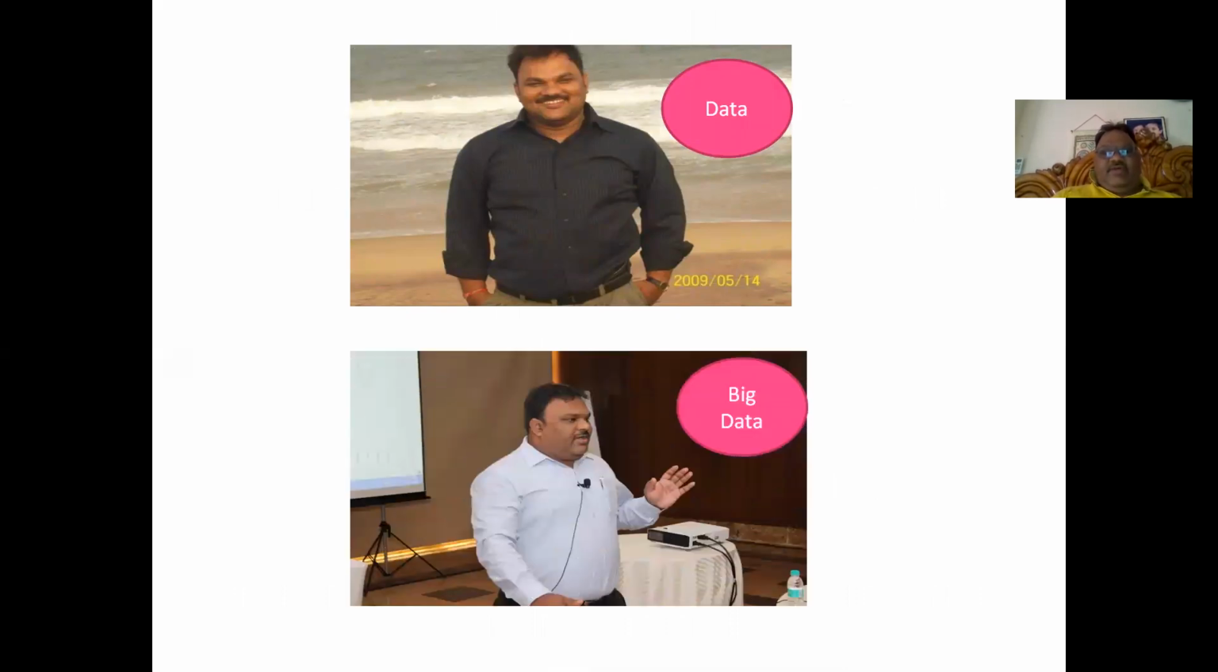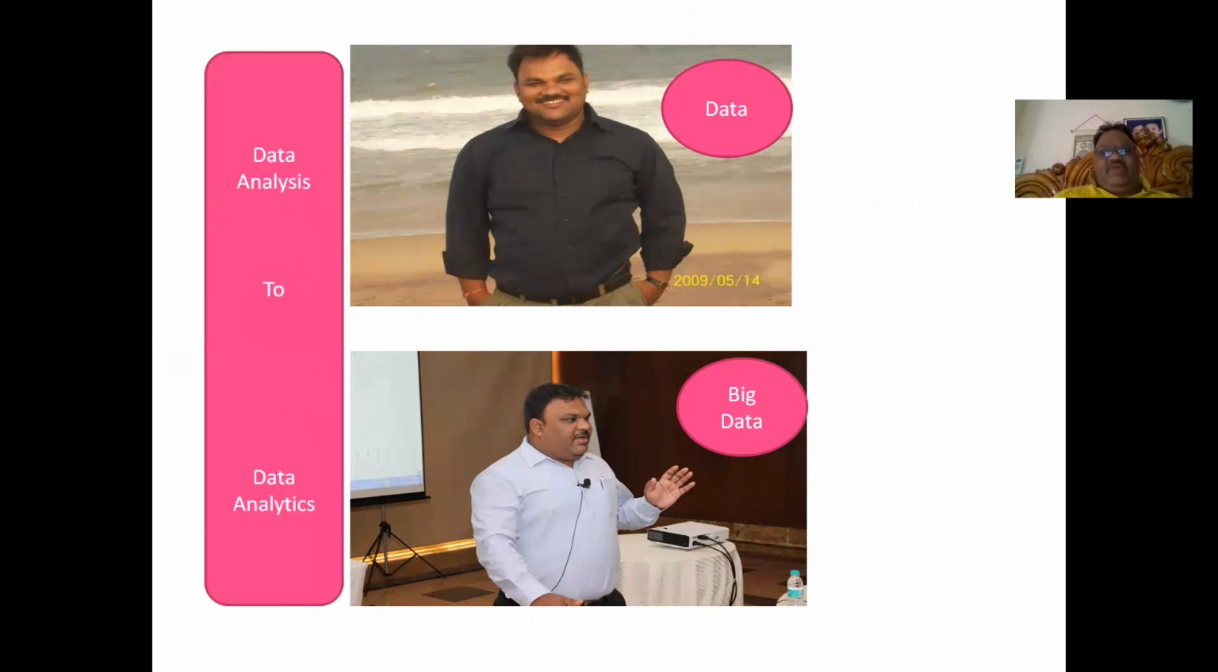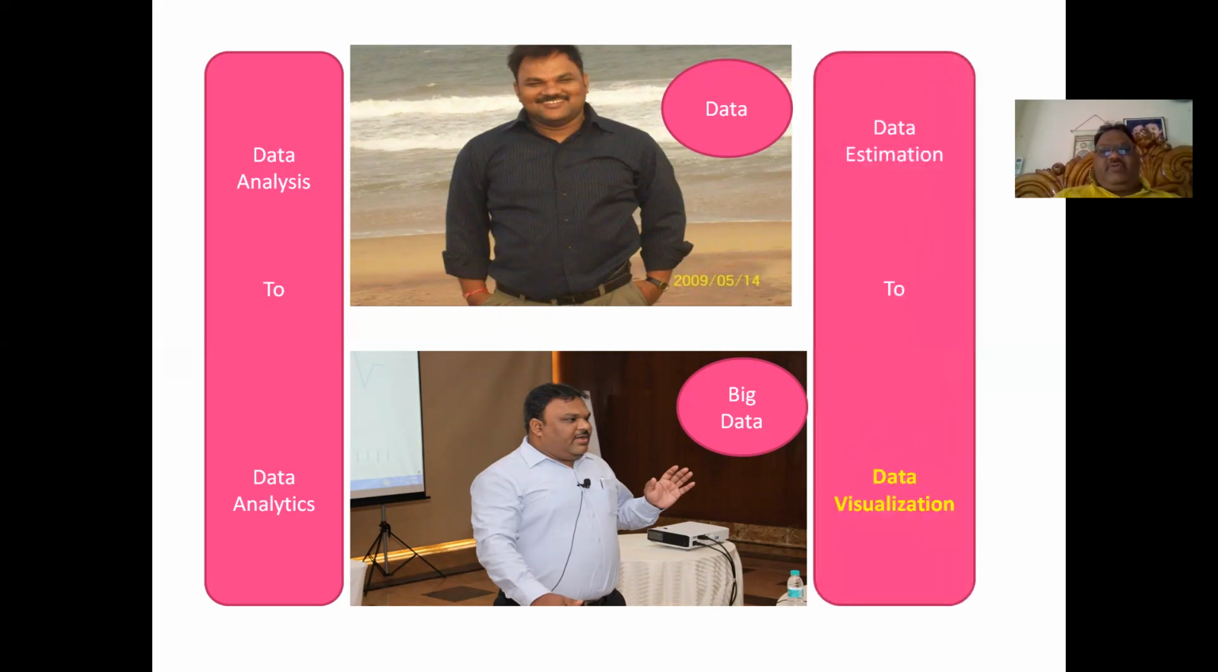So this is data. That was in 2009, my figures looked like this, this is called big data. Today I'm looking like this. Now from this picture, it is clear that there is a difference from 2009 to 2020. What is the difference? It is called volume, velocity, and veracity. It means if it's data, then we have to analyze. But if it's big data, then we'll go for analytics. If it's data, we'll do estimation. If it is big data, we'll do visualization.